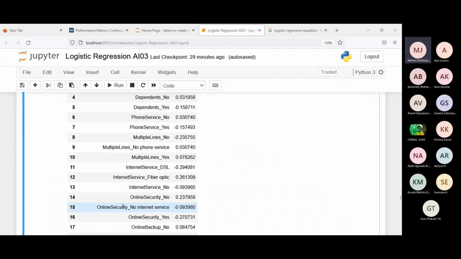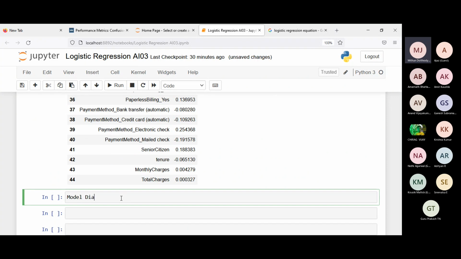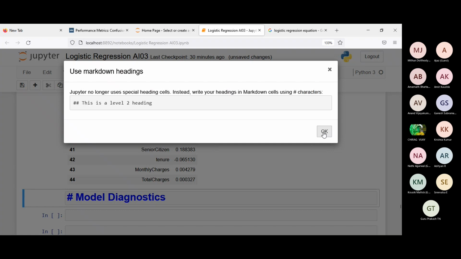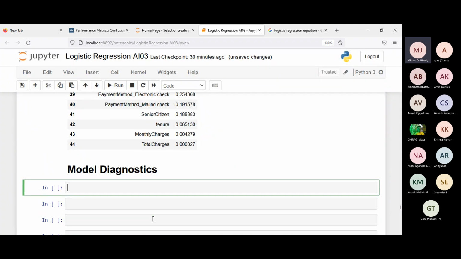Right. So we have generated the coefficients. Now the next topic here is basically model diagnostics. Let us do this model diagnostics. Let us simply call this a heading. Okay, Control Enter. This is my model diagnostics.